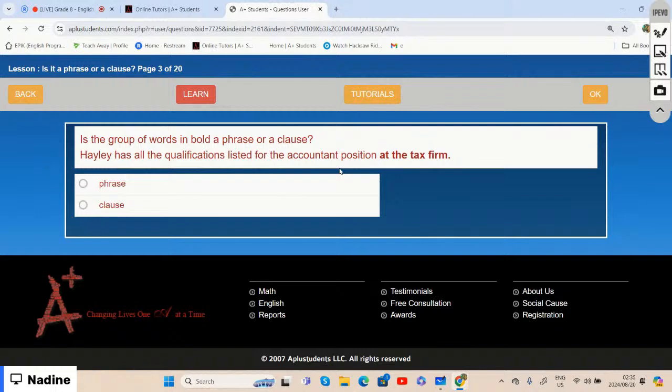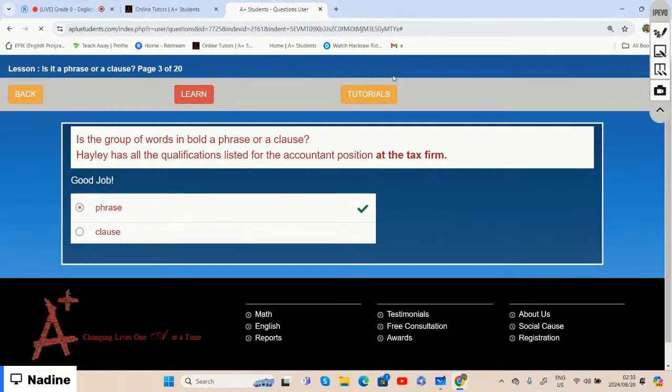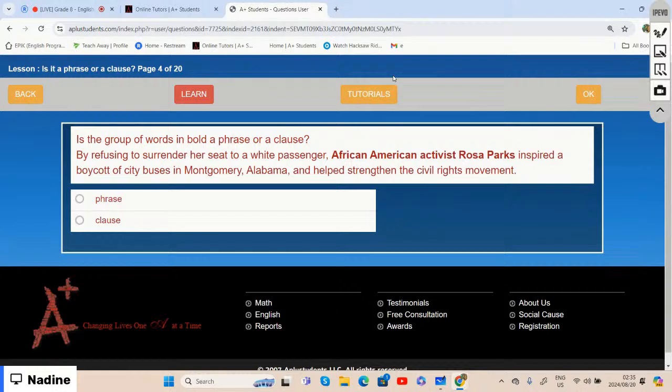All right, and if we were to choose the correct answer, we will say at the tax firm is just a phrase. It is just a phrase.